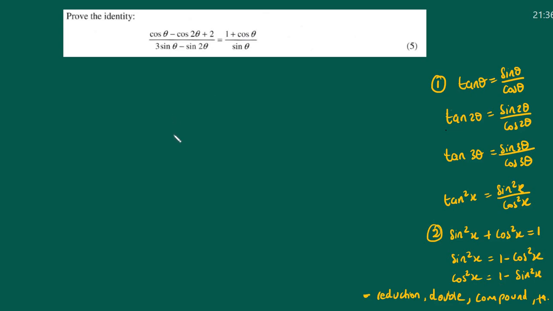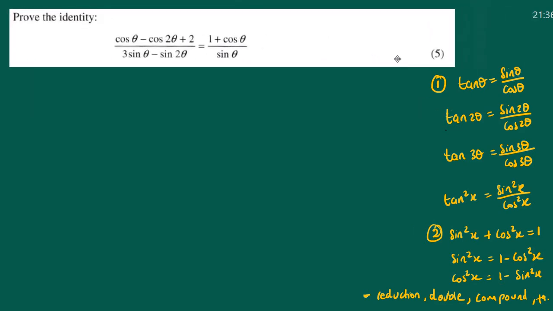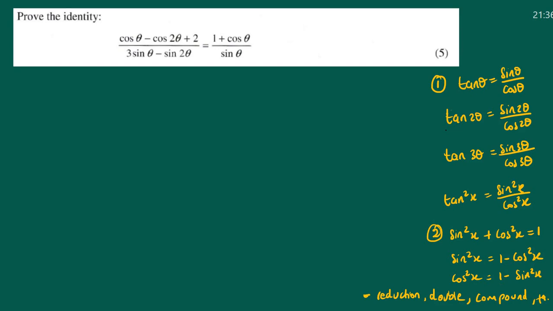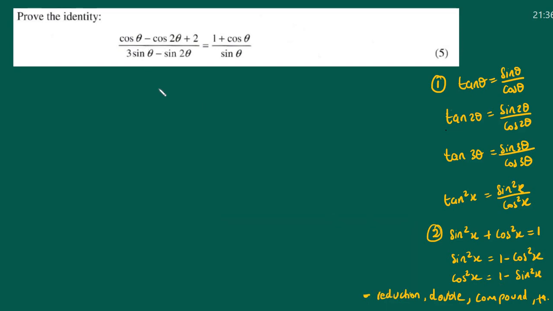The first thing to do is to work on the side where you see most of the information can be extracted from. In this case, I do see that the side where I can extract information is the left hand side. It's more juicy than the right hand side. So you choose the juicy side, right? So you say, okay, the left hand side would be cos theta minus cos 2 theta plus 2. You divide that by what? 3 sine theta minus sine 2 theta.